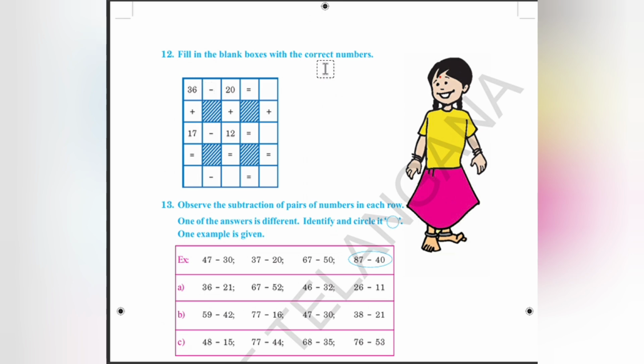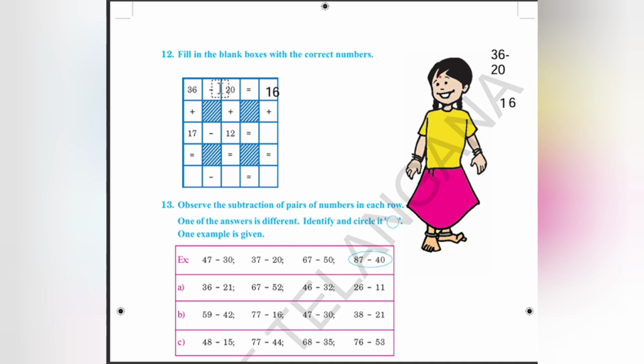Filling the blank boxes with the correct numbers. 36 minus 20 is equal to, so first we have to write here 36 minus 20. So 6 minus 0, 6. Then 3 minus 2 is 1. So 16 is the answer here. 36 minus 20 is 16.